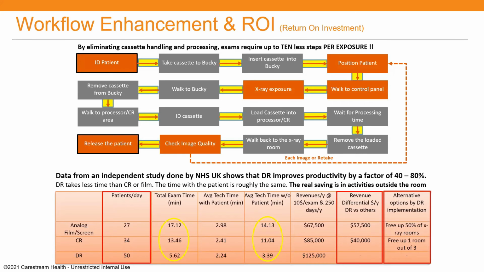So what does it mean? It means that a facility that moves from film screen to DR could get the benefit of $57,000 as incremental revenues. And this is a massive amount of money, and the investment pays back really quickly when you are transitioning from analog to DR. Likewise, a facility that is moving from CR to DR can gain up to $40,000. And this, again, is unbelievable.